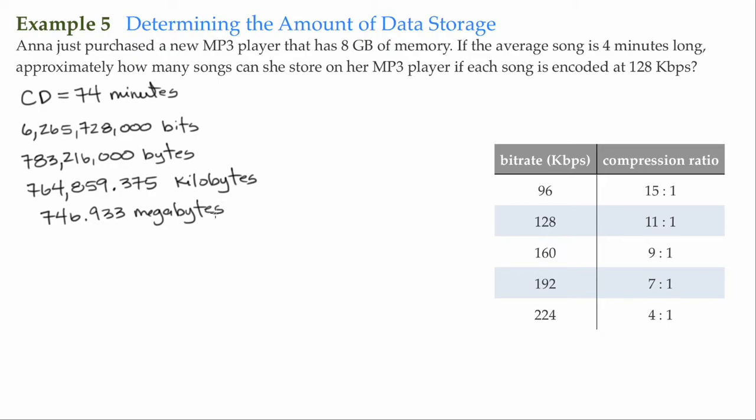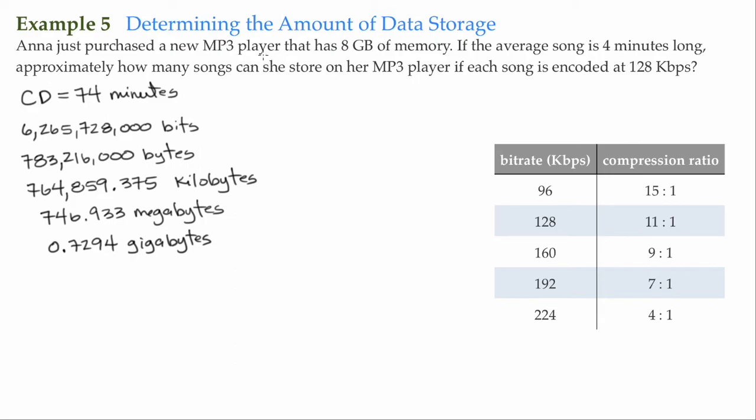And if we keep going, if I want to transfer this into gigabytes, which is what we have here, gigabytes of memory, there's 1,024 megabytes in a gigabyte. So I go ahead and divide that by 1,024. That gives me 0.7294 gigabytes in a CD quality music CD. So there's 0.7294 gigabytes in a CD.